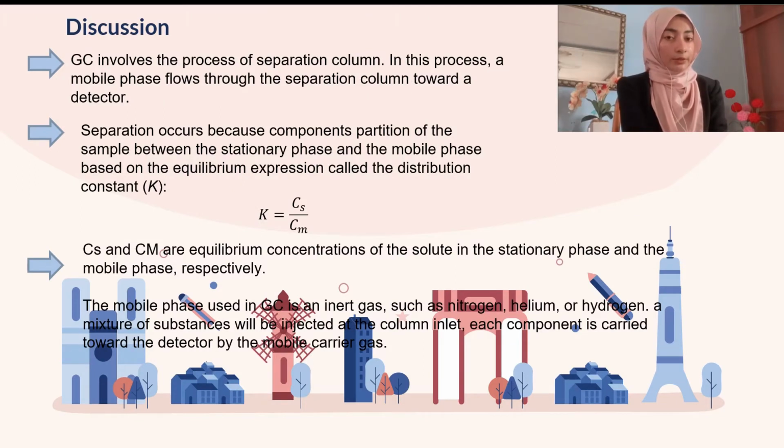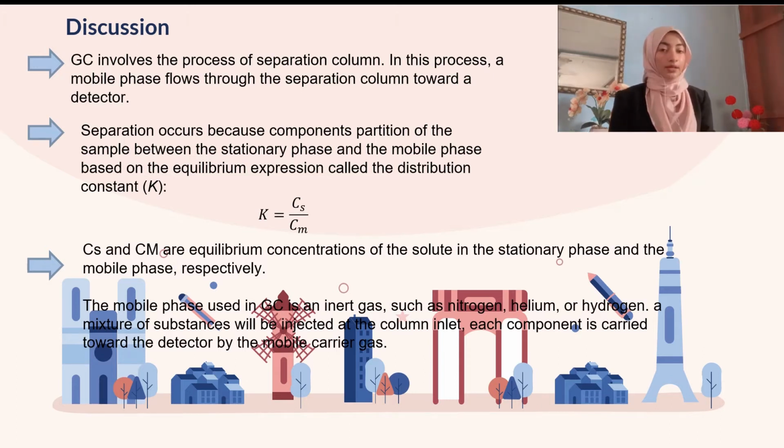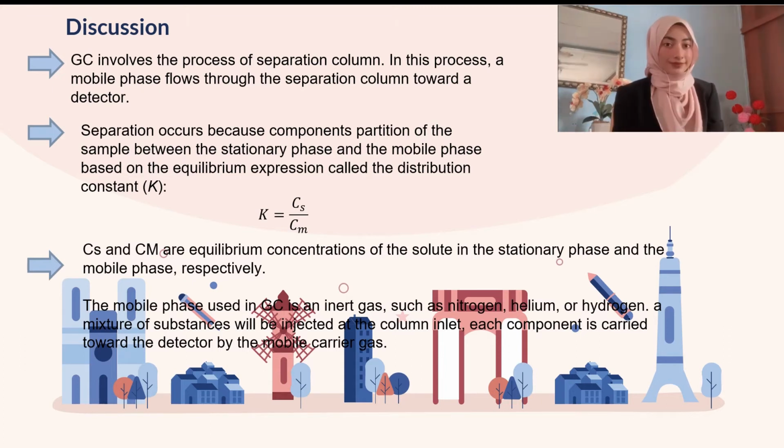Assalamualaikum warahmatullahi wabarakatuh. I'm Nur Shahza Hazwani and I'm going to explain the discussion of the gas chromatography experiment. So basically, the gas chromatography experiment involved the process of the dispersion column. In this process, the mobile phase flows through the dispersion column towards the detector. Separation occurs because of the component partitions of the samples between the stationary phase and mobile phase based on the equilibrium expression called K, which is the distribution constant.